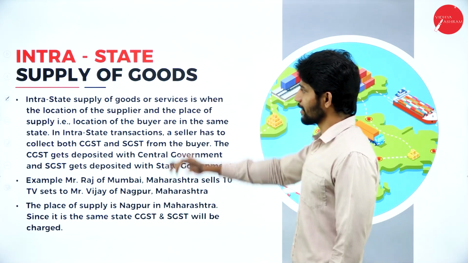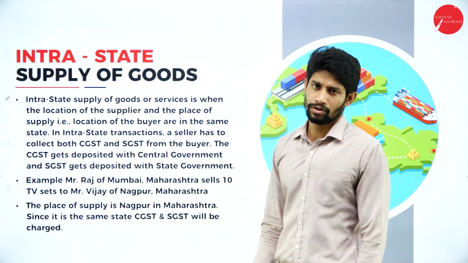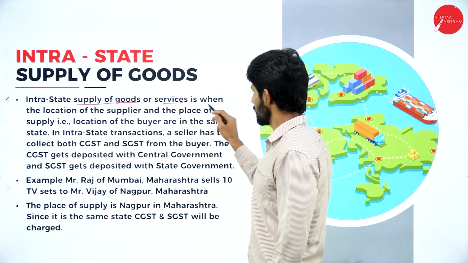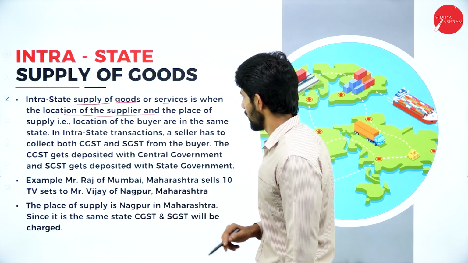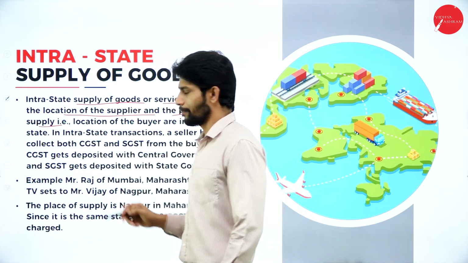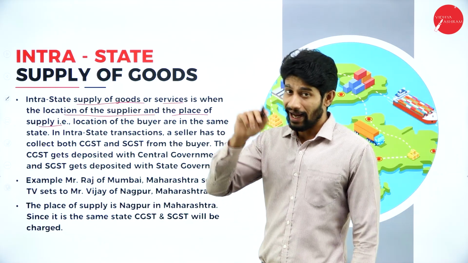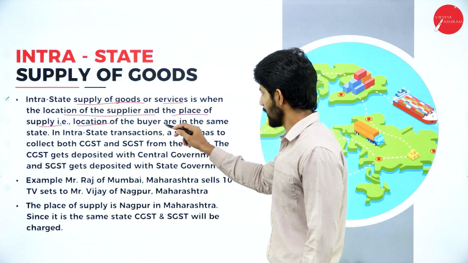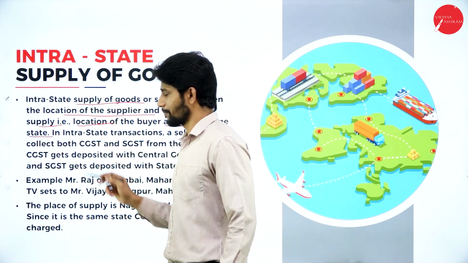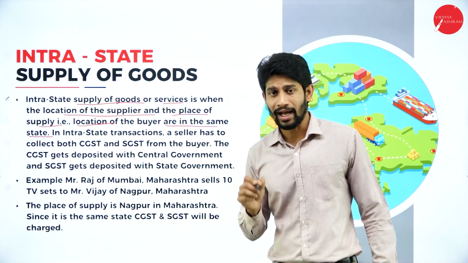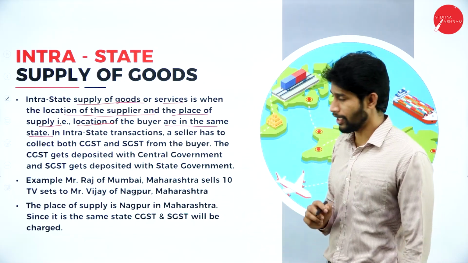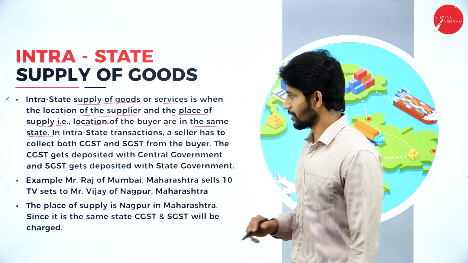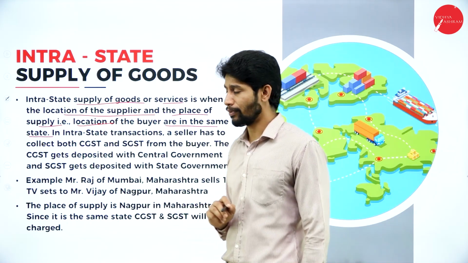Moving further, intrastate supply of goods. Intrastate supply of goods or services is when the location of supplier and the place of supply, that is the location of the buyer, are in the same state. The location of the supplier and the buyer of the product, if they are in the same state, that is called intrastate supply of goods.